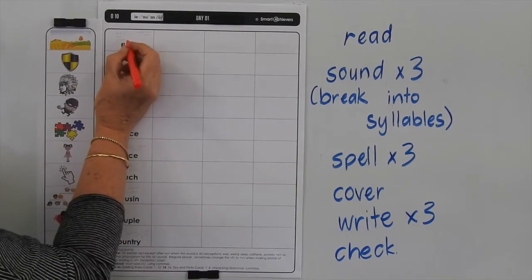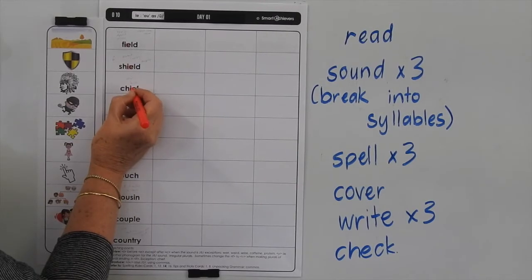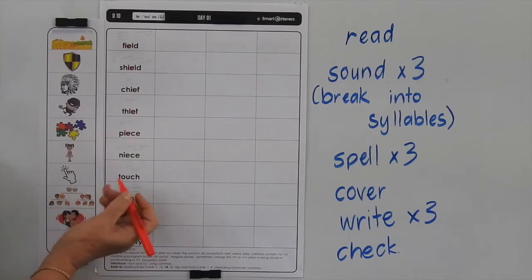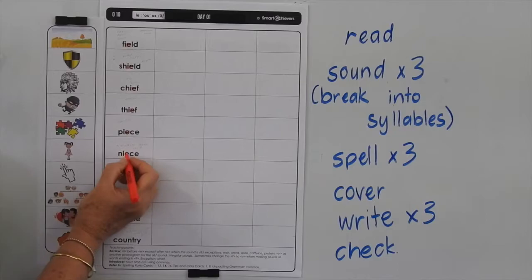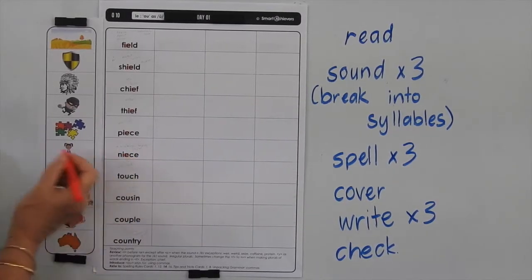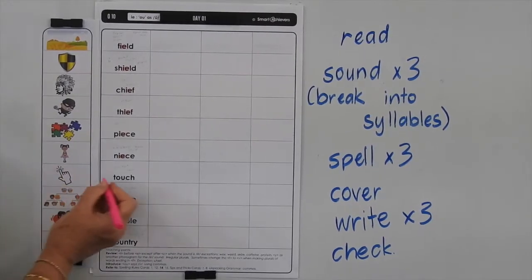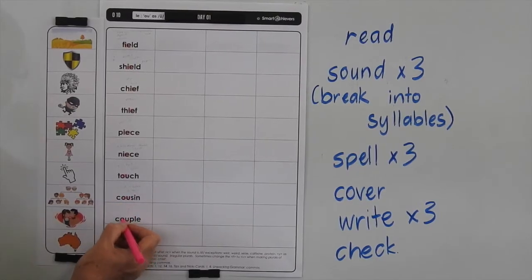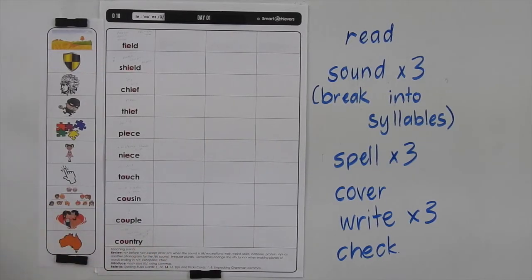So we've got IE: field, yield, shield, chief, thief, piece. So I before E, except after C, where the sound is E. So don't forget that last bit. Niece. Then we're going to change colours because we're changing to a different phonogram, and we've got touch, cousin, couple, and country.